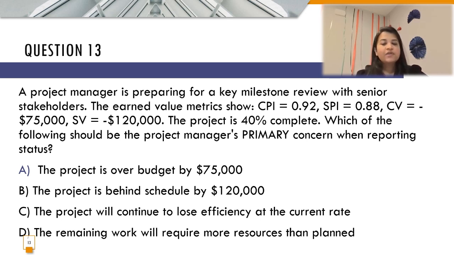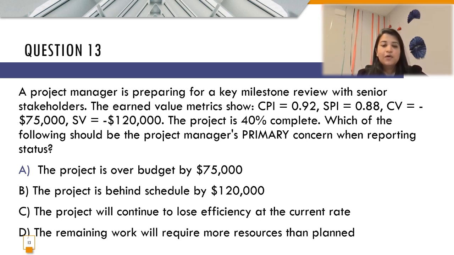Options are: A, the project is over budget by $75,000. Option B, the project is behind schedule by $120,000. Option C, the project will continue to lose efficiency at the current rate. Option D, the remaining work will require more resources than planned.